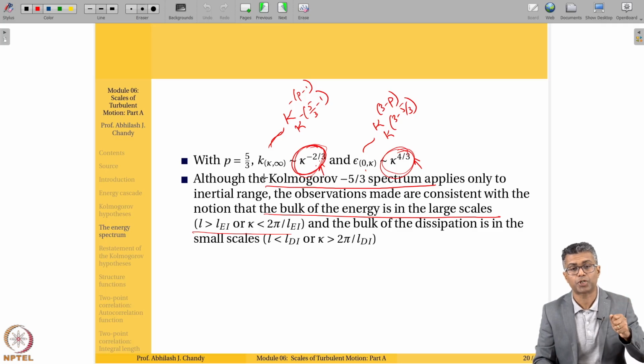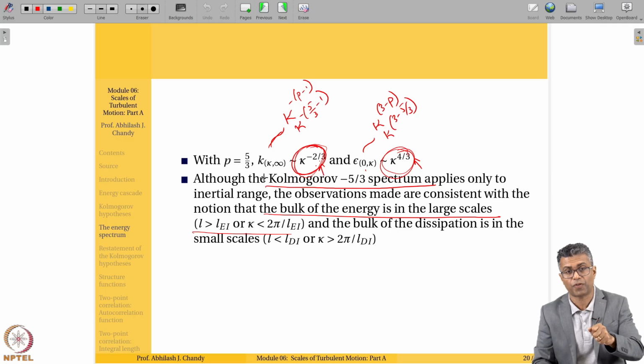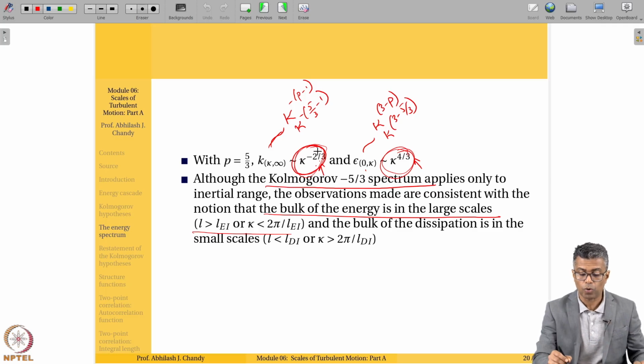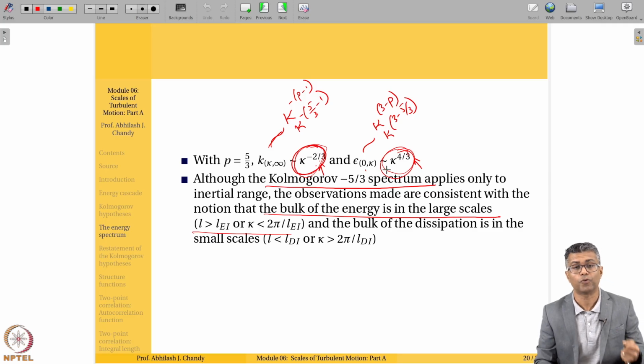Now, what we made sure is if you have the Kolmogorov minus 5/3 spectrum, which is K to the minus 5/3. Now, if that applies only to the inertial subrange, what we are seeing is that the observations are consistent with the notion that most of the energy is contained in the large scales, isn't it? Because look at what kappa to the minus 2/3 does. It keeps decreasing as you are increasing in wave number, as you're going down in the scales. And look at what the dissipation in terms of kappa to the 4/3 does. It keeps increasing as you're increasing in wave number, as you're going down in the scale. So that is what this means. Bulk of the energy is contained in the large scales and bulk of the dissipation is contained in the small scales. That's where we were at last time.